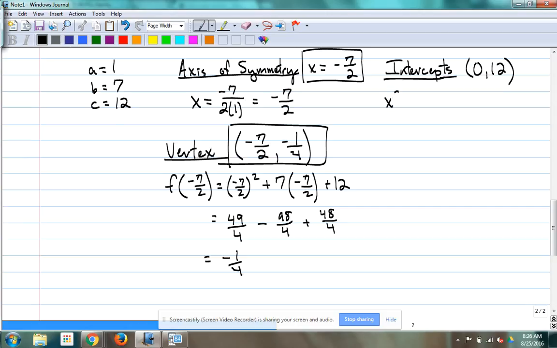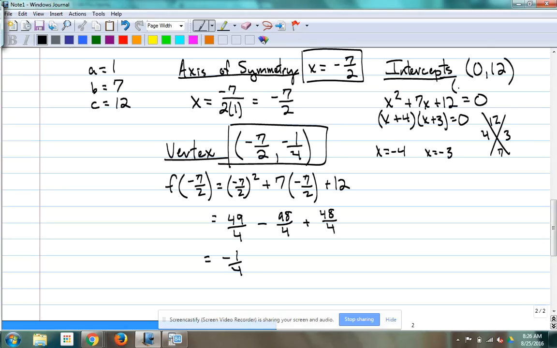could be found by setting x squared plus 7x plus 12 equal to 0. And I'm going to try to factor that because I'm quicker at factoring than I am at the quadratic formula. So I need numbers that multiply to be 12 and add to be 7. 4 and 3, so that's x plus 4, x plus 3. So x equals negative 4, x equals negative 3. So my intercepts there are at negative 4, 0, and negative 3, 0. So I've got 2 x-intercepts and a y-intercept there listed.